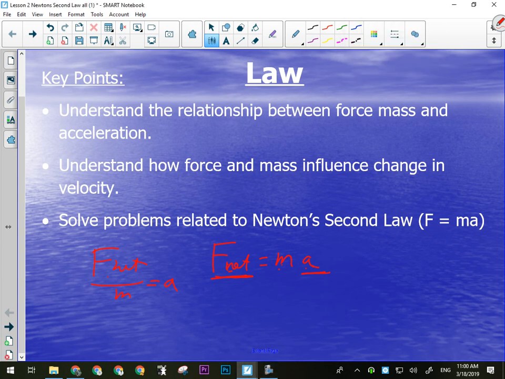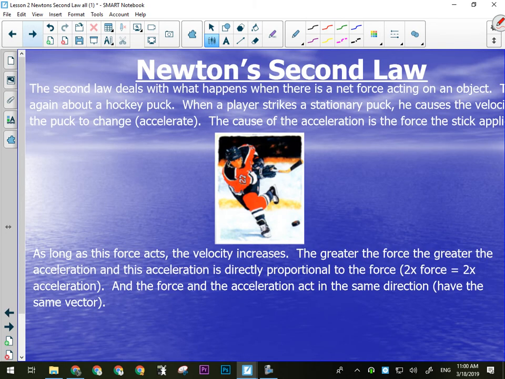All right, so does that make sense? This idea of the relationship between force and acceleration and mass and acceleration? Everyone's okay with that? Okay. All right, so Newton's second law deals with what happens when there is a net force. When there is a net force, then there's going to be an acceleration.